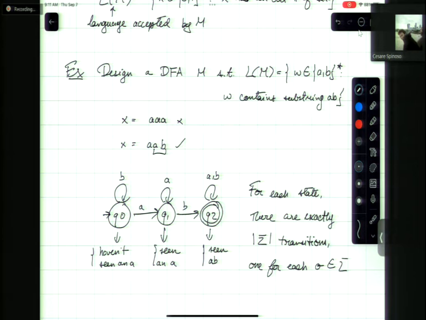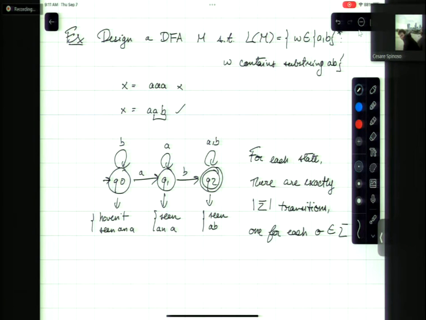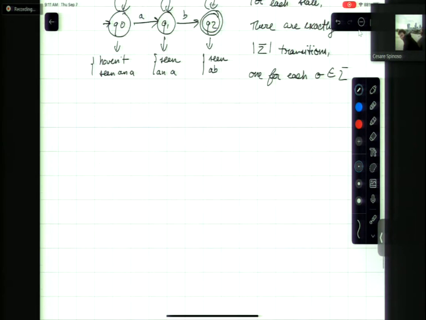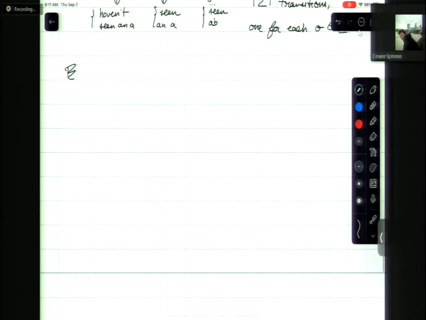I'll do another example, because I'm already running behind, and hopefully things get even more clear, okay? Again, it's going to be a question about designing a DFA, but now it's going to be: design a DFA M such that the language accepted by M is (AB)^n, where n is greater or equal to 0.